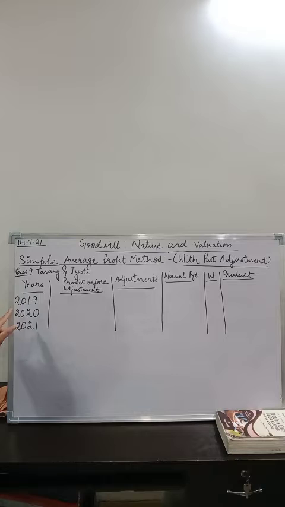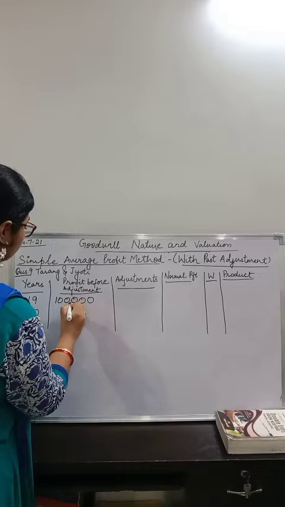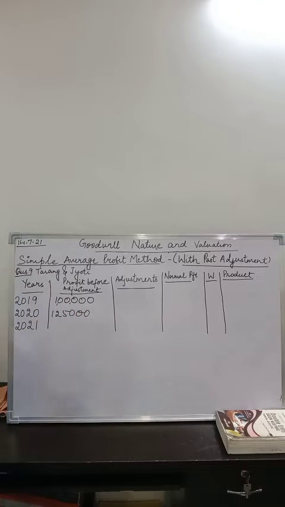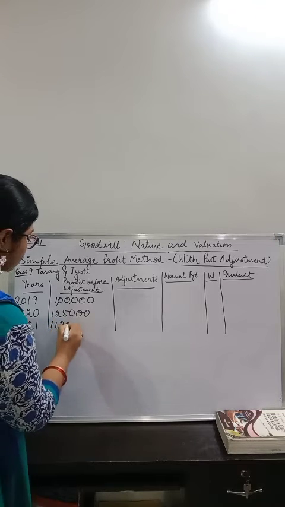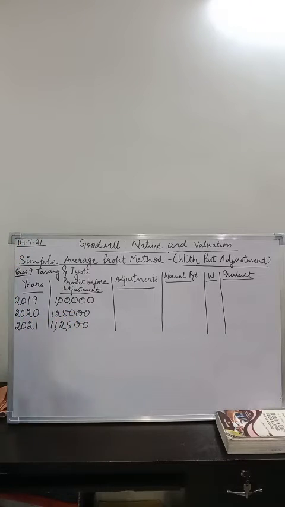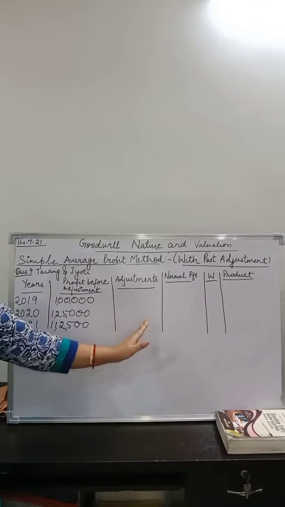For 2019, 20 and 21, the profits before adjustments were 1,25,000, and for the third year, that is for 2021, it is 1,12,500. Now let us rectify these profits by doing the adjustments.